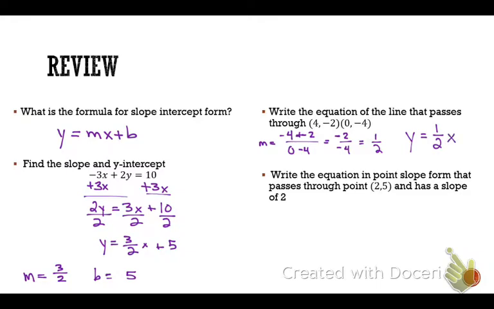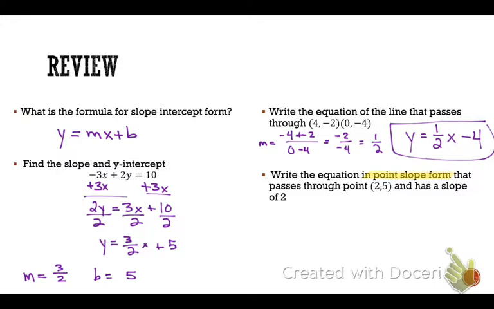Do the ordered pairs tell me the y-intercept? Yes. Negative 4. Minus 4. Did anybody get that right? Okay, so now on this next one, I want you to write the equation in point slope form. So don't solve it, okay?